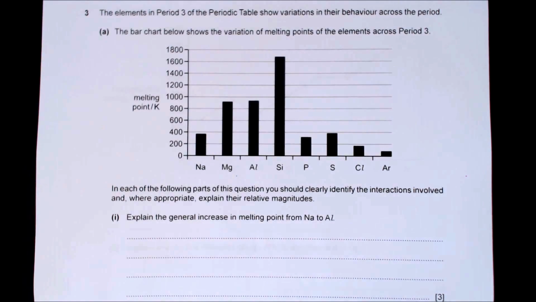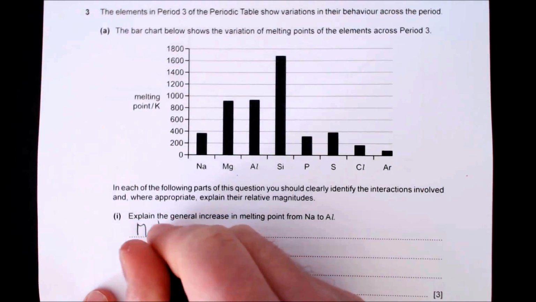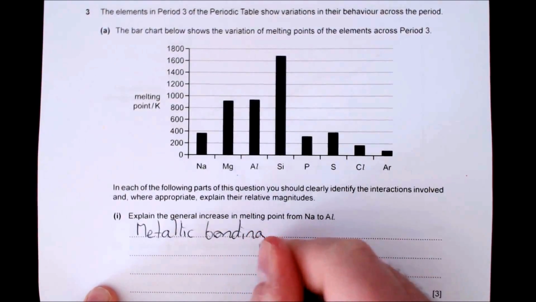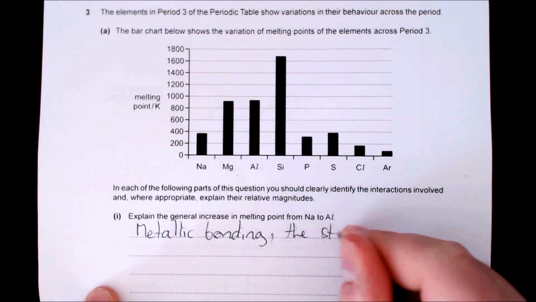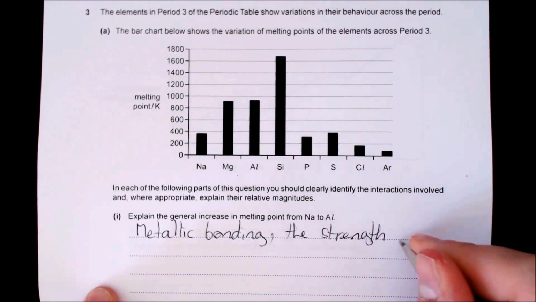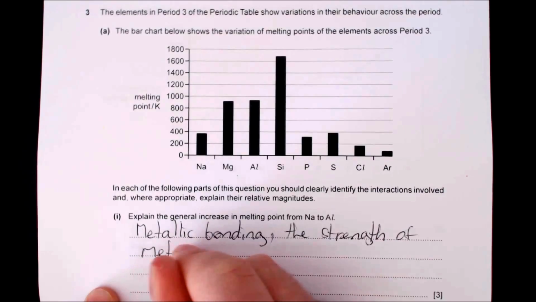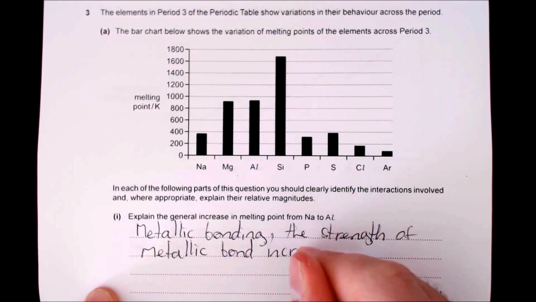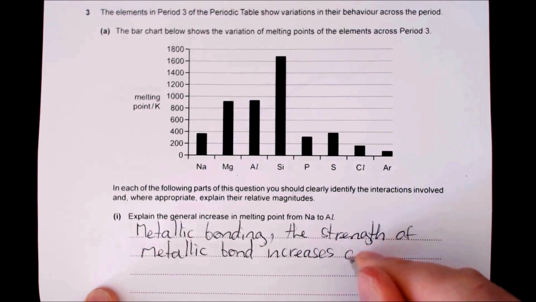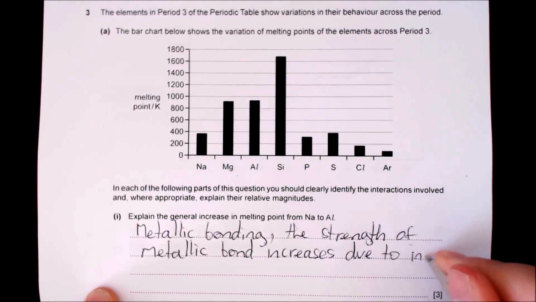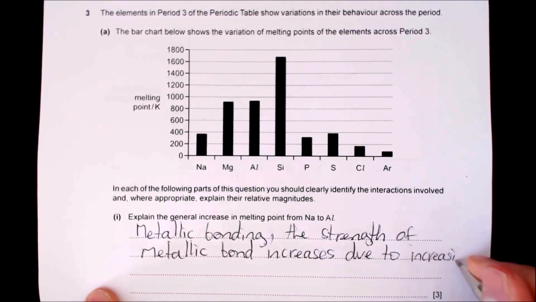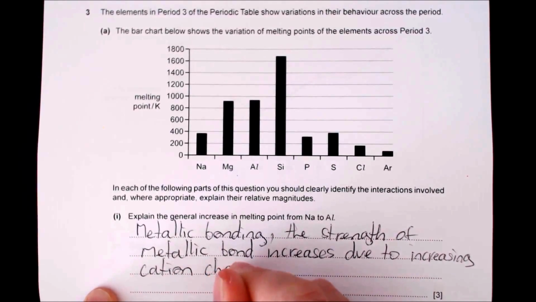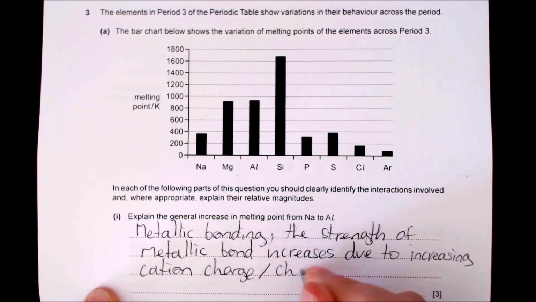So we just need to write this down into some kind of answer. The first thing we need to say is that we have metallic bonding, because we need to identify the type of bonding, and the strength of the metallic bond increases due to increasing cation charge, or we can say charge density.